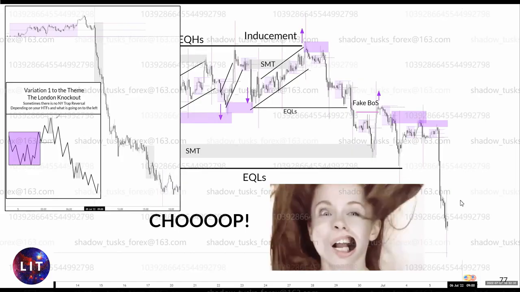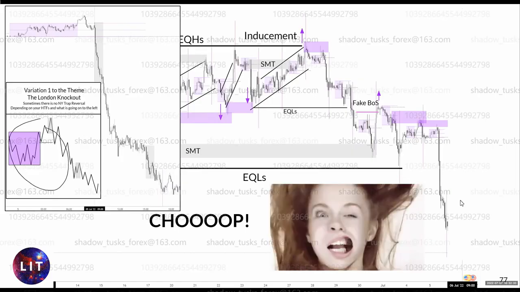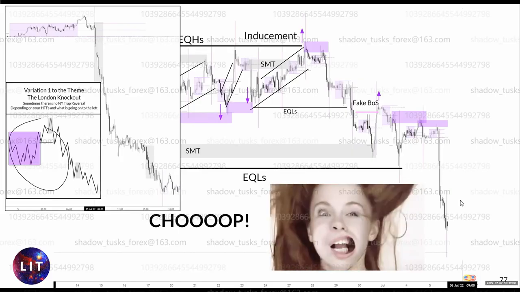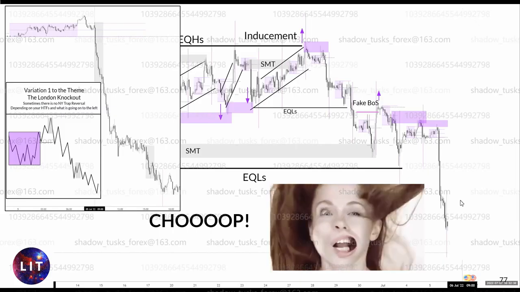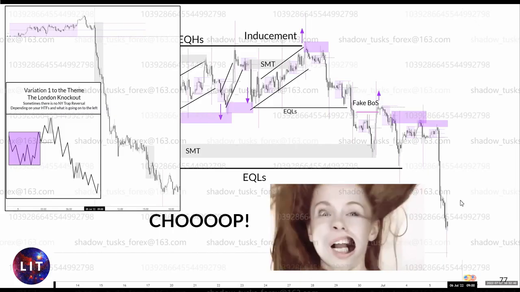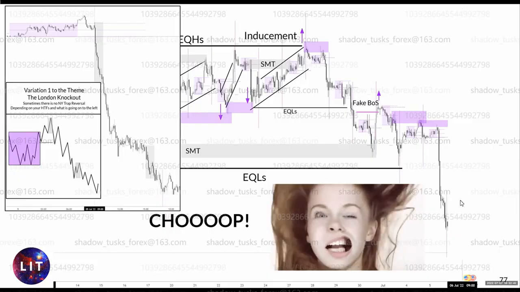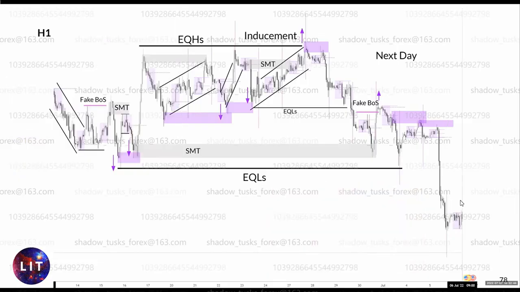And again, we drew these illustrations literally a year ago, and it's the same thing all over again. Just think about that, seriously. And guess what? We can continue every day. Next day, right? Next day. So guess what? Equal lows being formed, liquidity being grabbed in here.